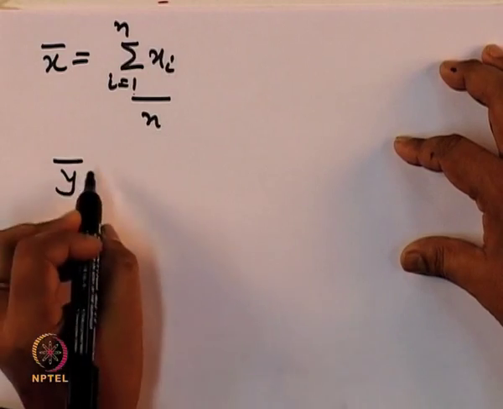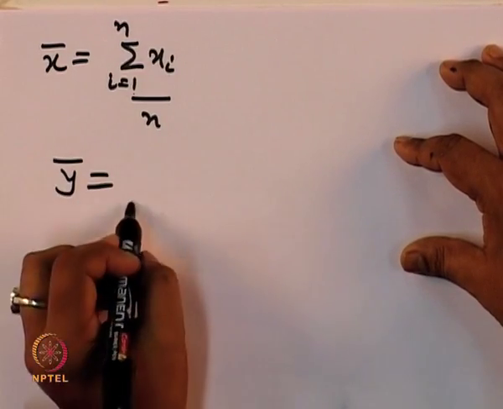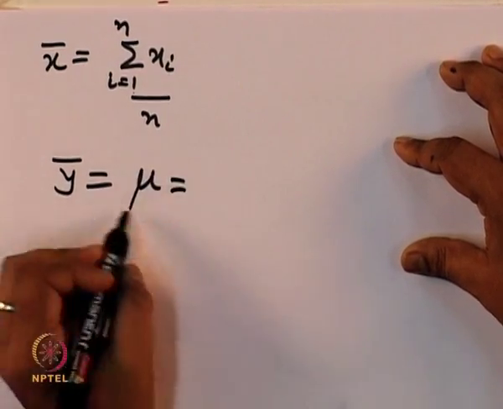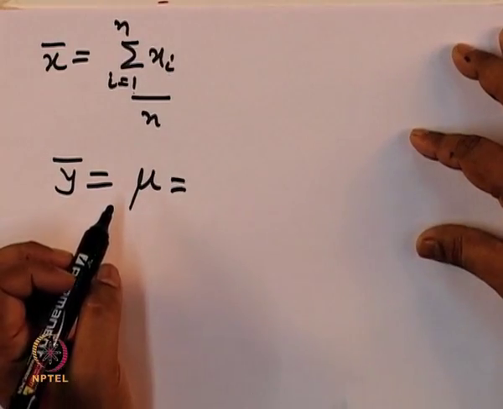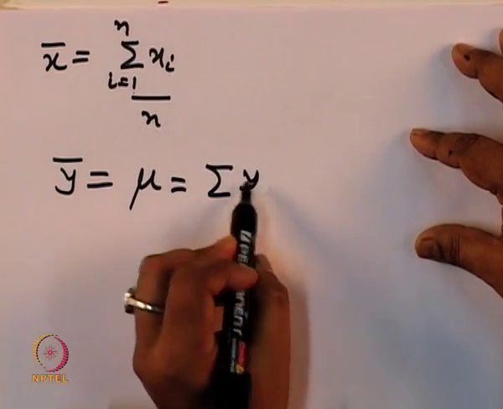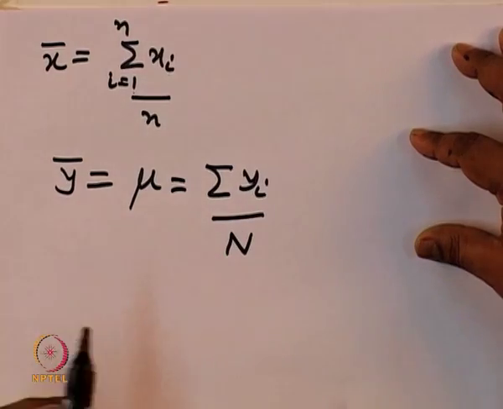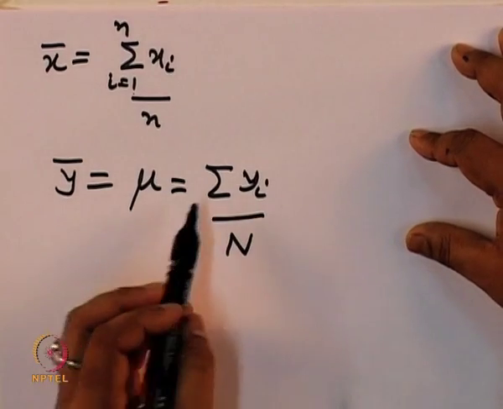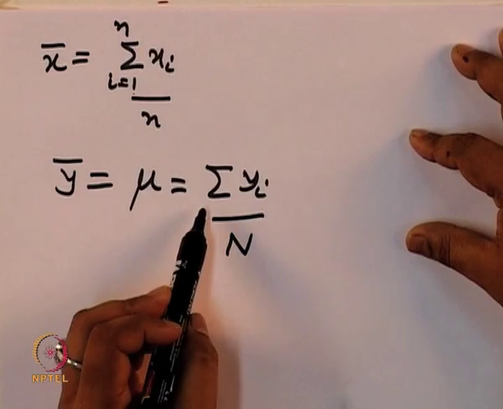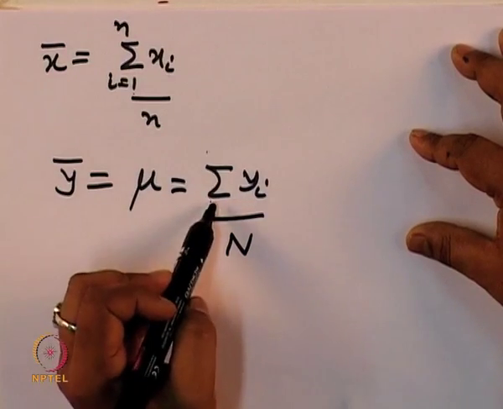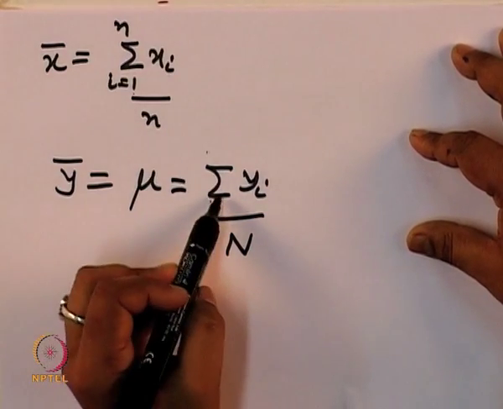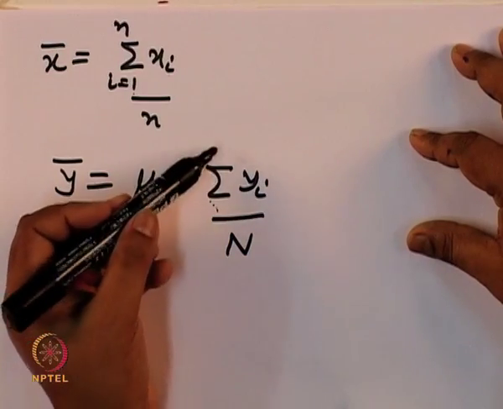Similarly, I can define my population mean. It is typically denoted by mu, which is the term used for the population mean. It is similarly the sum of yi divided by capital N. Sometimes, many times you will see we just put the summation sign without writing the limits, but it is understood that when we do not put the limits, it is from the first value to the last value.